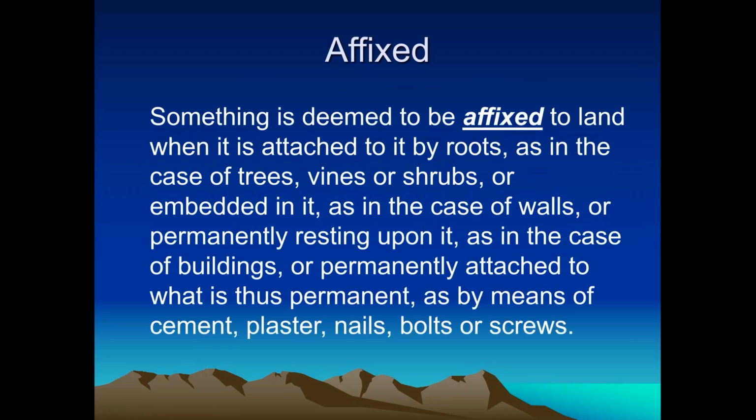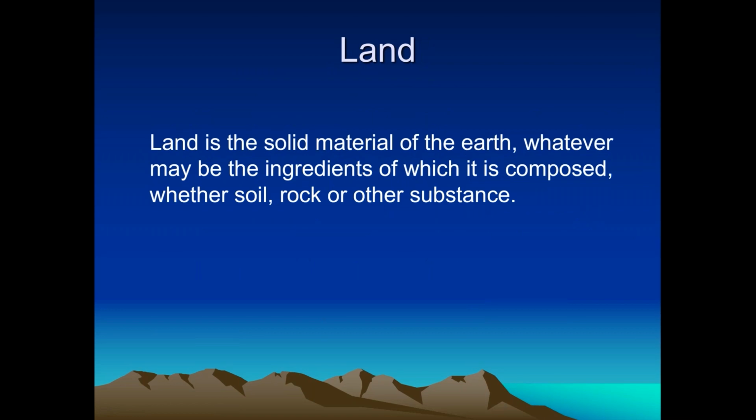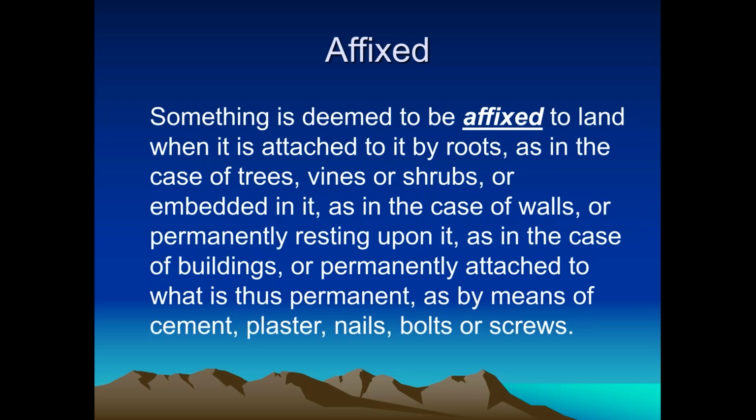Land. So land is the solid material of the earth, whatever it may be made up of. So is it soil, rock, sand, or some other substance? And then what does affixed mean? Because we talked about something needed to be affixed to the land as part of the real property. Well, affixed means that it may have roots like trees or brush, vines, those types of things. Those are attached to the land and become part of the real property, or it could be something that's embedded like walls or things that are permanently resting on the land. So you're talking about buildings and those things that are permanently attached to something permanent like buildings.